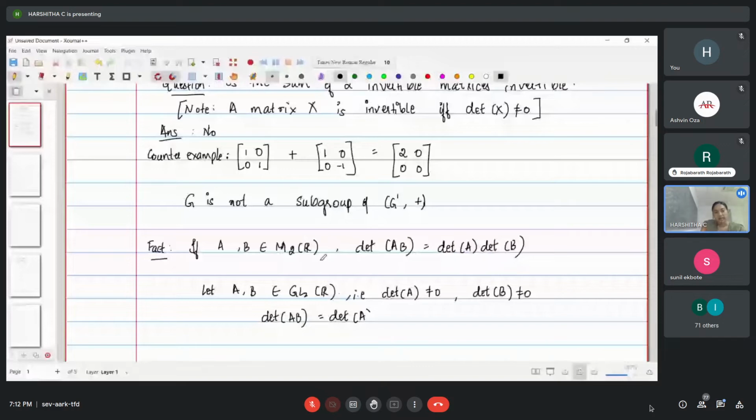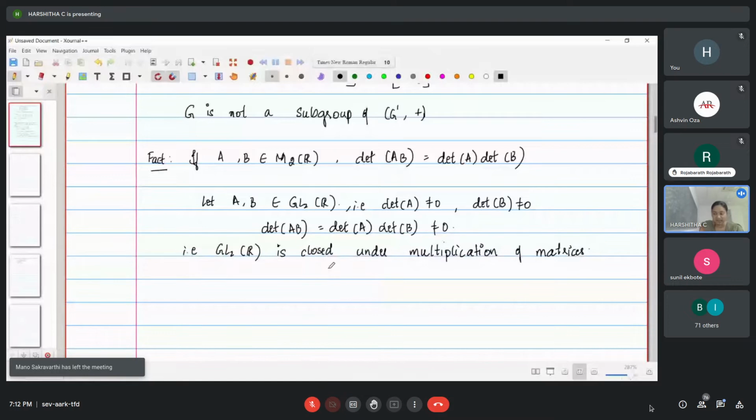The other properties of the group, whether GL2 forms a group under matrix multiplication, you can verify that it is in fact true. So you can check that. We'll go back to our original question.